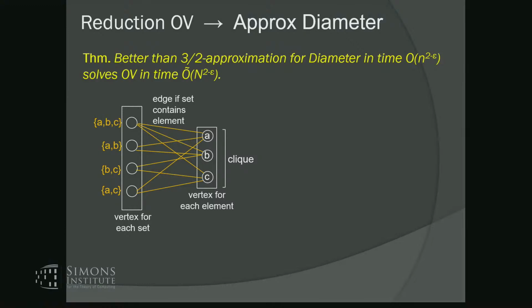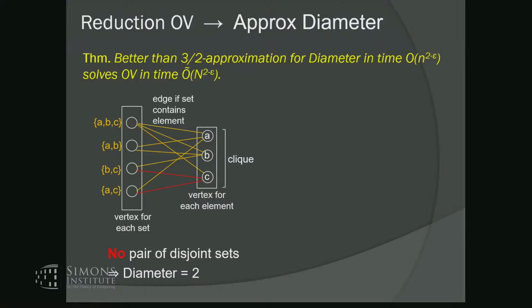Okay, so that's the entire construction. And now we would like to show that if you can get a better than 3/2 approximation for diameter on this particular graph, then we've solved OV. So let's consider the two cases. Let's first consider the case where there is no pair of disjoint sets. And my claim here is that in this case, the diameter is 2.